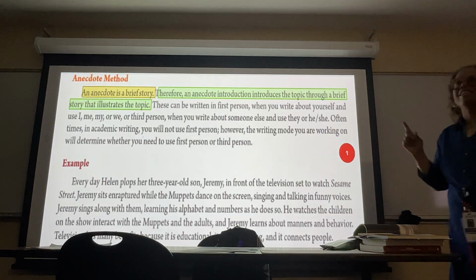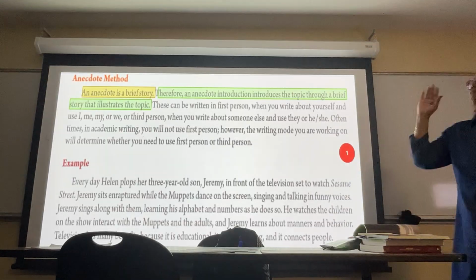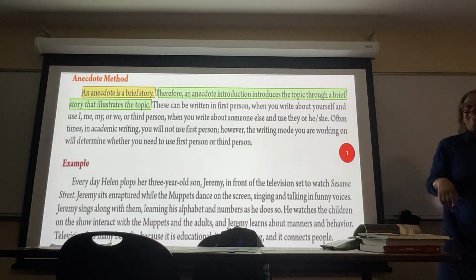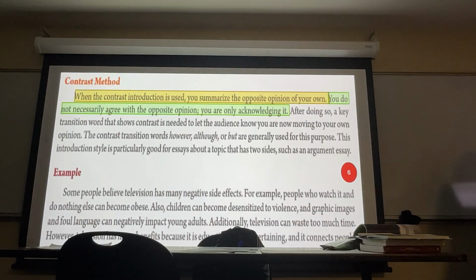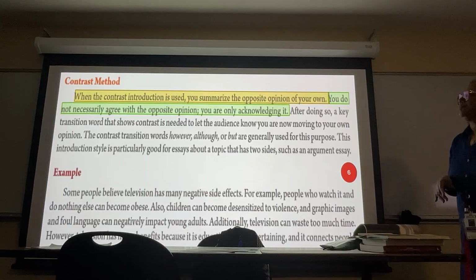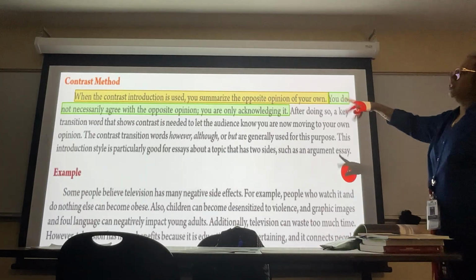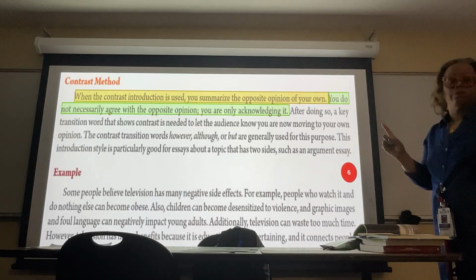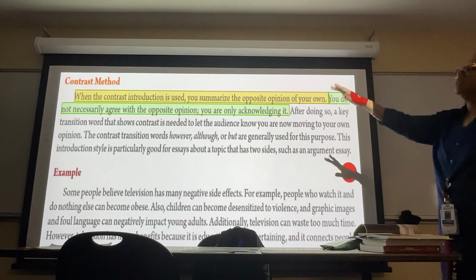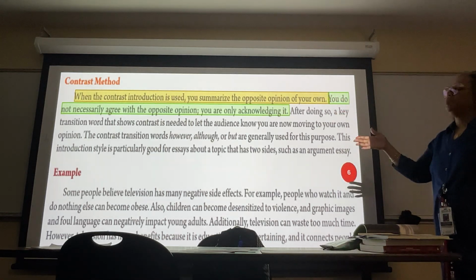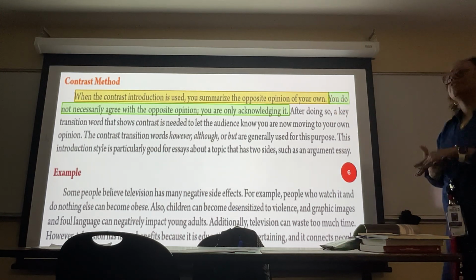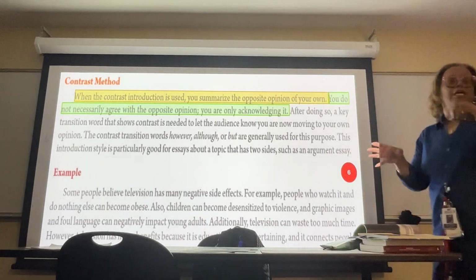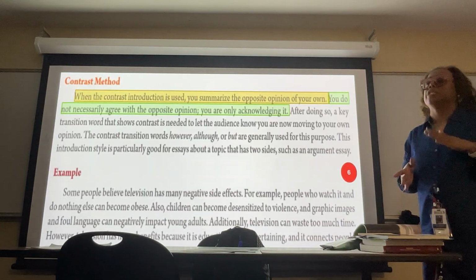Do y'all see they got the exact same thesis statement for every one of the different introductions? Okay, all right, we're going for another one. Okay, the contrast method. The contrast introduction is used, you summarize the opposite opinion of your own. You summarize it, short and sweet, you all, short and sweet, but you don't necessarily agree with the opposite opinion, you are only acknowledging it. You all, this is also considered a rebuttal. So when you are doing contrasting, like essays and things, you should always include a rebuttal.